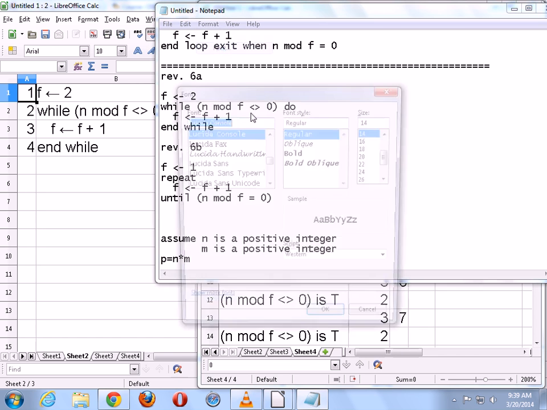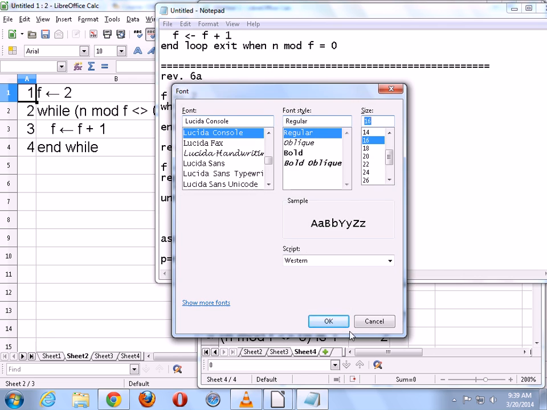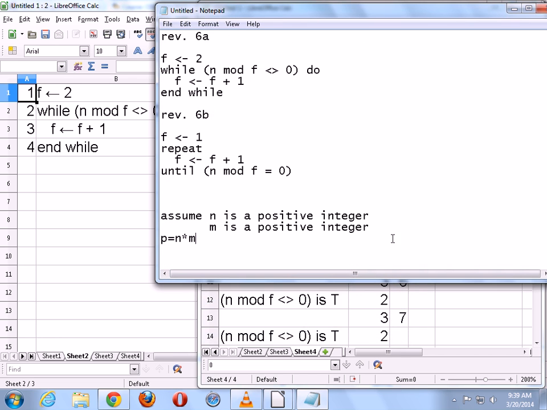I'm going to bump up the font size one size bigger, because I think it might still be too small for people in the back. Is that okay so far? I'm restricting what values n can be. I'm restricting what values m can be, but I'm defining p to be the product of those two numbers. No big deal here.